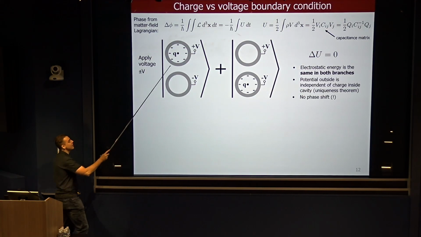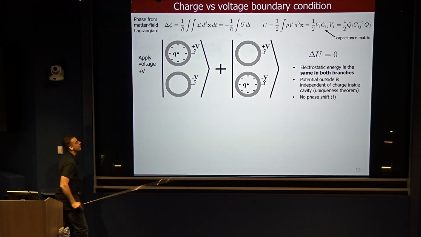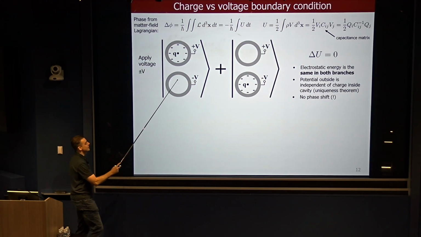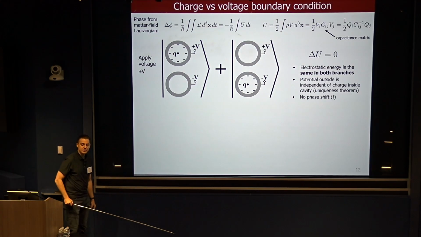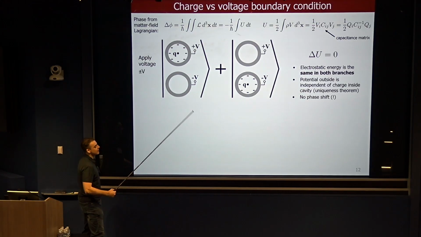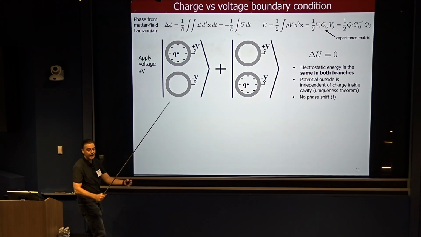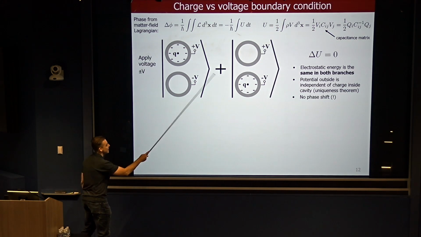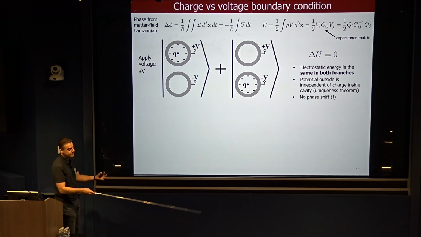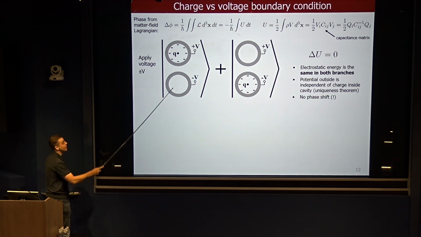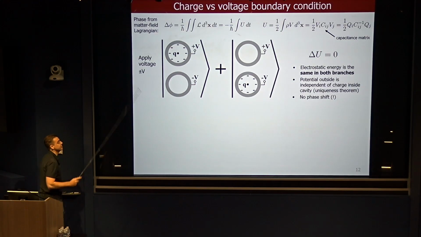Now, if you apply a voltage, plus V and minus V, you can convince yourself that the energy difference between these two states is actually zero. You can understand that from the uniqueness theorem, right? It doesn't matter what's going on inside this cavity, the energy outside is independent of that. So these have the same electrostatic energy, and that's the effect pointed out by Wang. There's no phase shift in that case if you apply a voltage boundary condition.